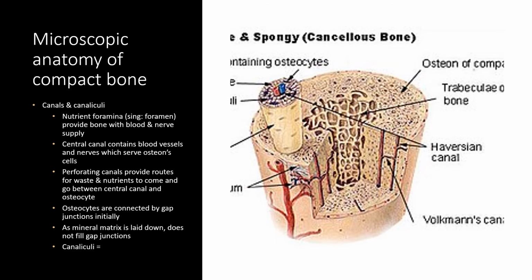So a nutrient foramina enters the bone and communicates with a central canal that's in the middle of the osteon. Perforating canals connect the central canal with different osteocytes, and osteocytes are connected to one another by a communicating tube between them called canaliculi, and that represents where gap junctions were when they communicated originally.